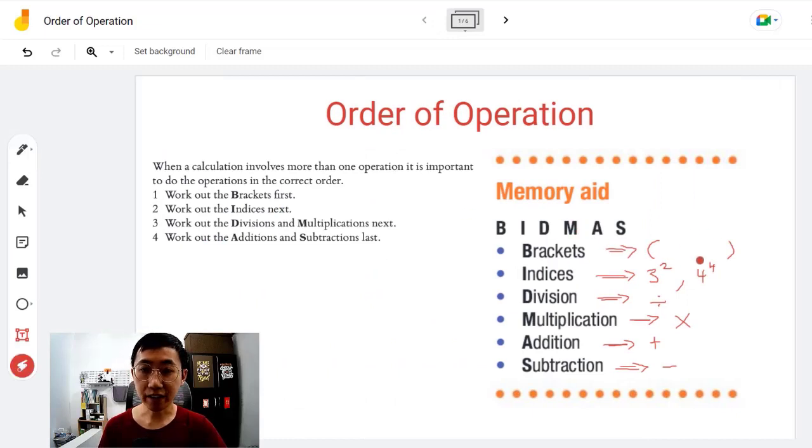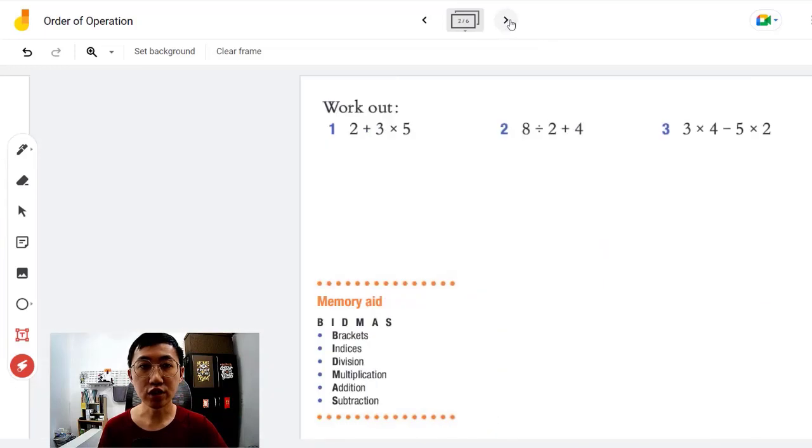So try to look for brackets. That's number 1. That's the strongest in mathematics. Number 2, try to look for powers, like 3 to the power of 2 or 4 to the power of 4. Second is look for powers. 3 is actually you look for division or multiplication, and finally the last ranking is your plus and minus. Okay, so let's do the questions right now.